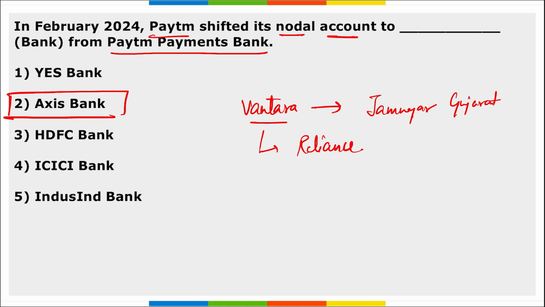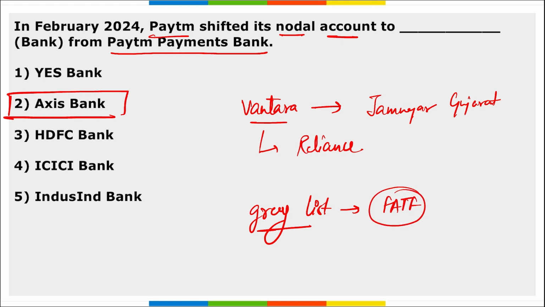Right? Next thing, remember, if I ask you which country was removed from the grey list? Grey list. Grey list is the list of FATF, Financial Action Task Force, and this list basically is of the countries who do terror financing. So UAE was put on the list last year, and now UAE has been removed from the grey list.